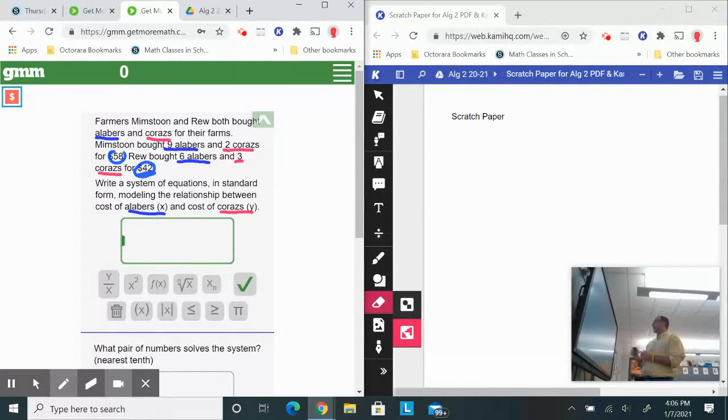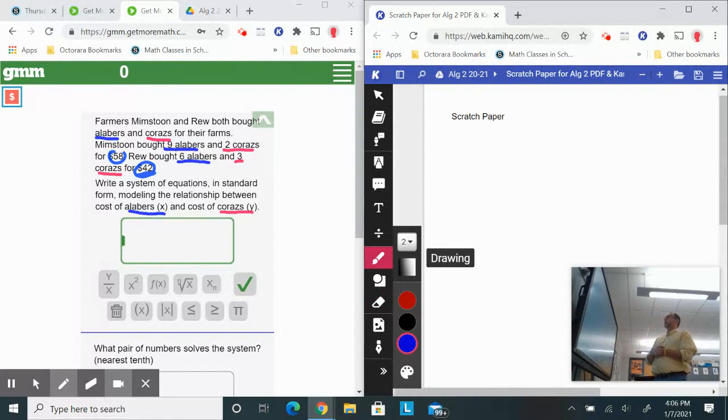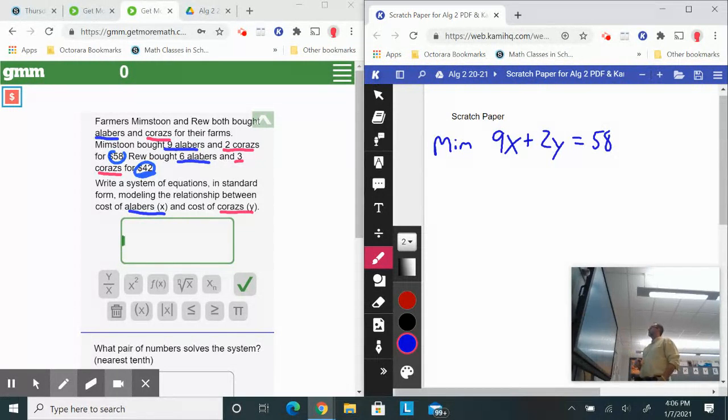So I'm going to go to my scratch paper and use the X's and the Y's. So the Alibers are the X's. So I'll have 9X. This is for Farmer Mim Stoon. 9 Alibers at X dollars each, that's 9 times X. 2 Karazes. The Karazes are Y, so it's not $2, but 2 times Y dollars. Y is how much the Karazes cost. And together, Mim Stoon spent $58.